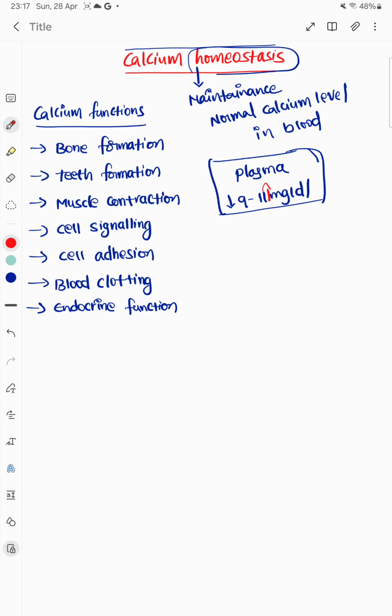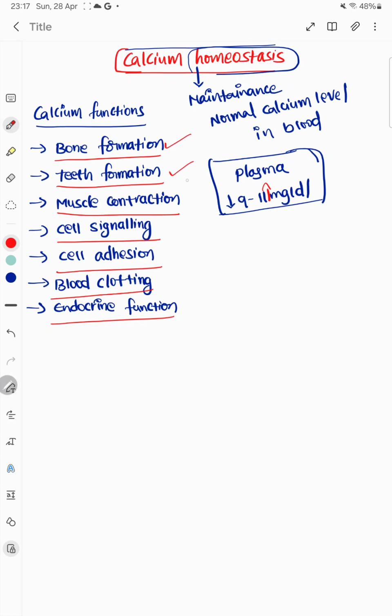So first things first, let me explain the importance of calcium in our body. So calcium is required for the bone formation, so very important. Teeth formation, of course, muscle contraction, cell signaling, cell adhesion, blood clotting, and endocrine function. All these functions individually will be explained in other videos in the future. The importance of calcium in the bone formation, teeth formation, muscle contraction, all that will be explained in the next video.